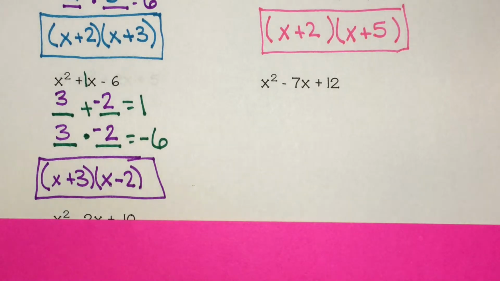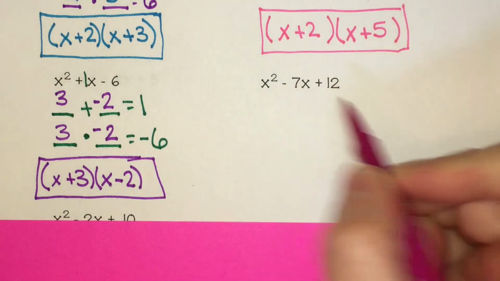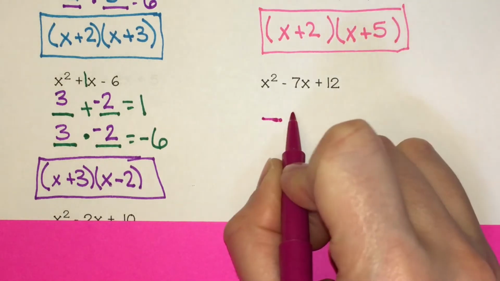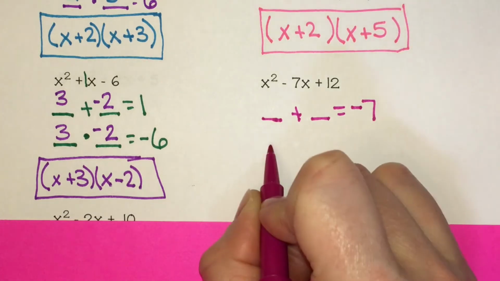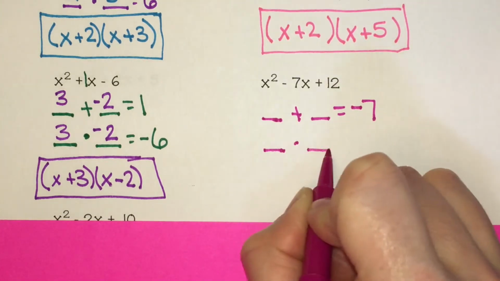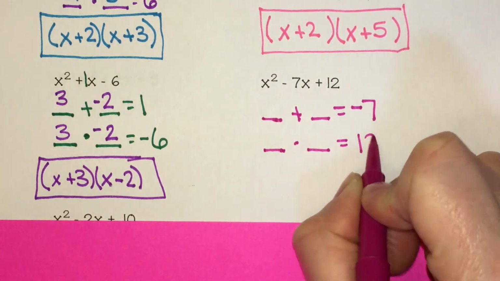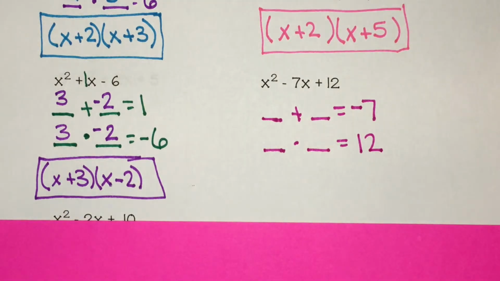All right, so let's try another one. All right, now our b value is negative. So we're going to add two numbers together to equal -7. And we're going to multiply those same two numbers to equal +12. All right, so this one I have to think about.